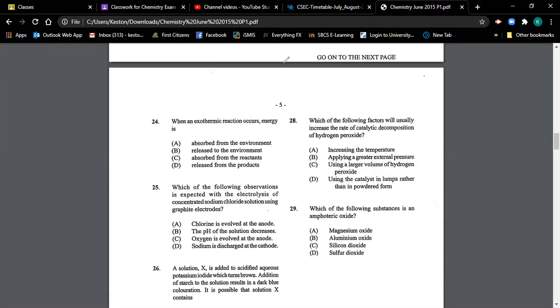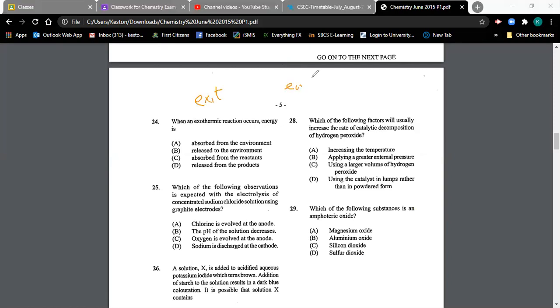24. When an exothermic reaction occurs, energy is exo. Think exit. Endo is enter. Exit is to release to the environment. Yep, that's right. B. Exothermic.